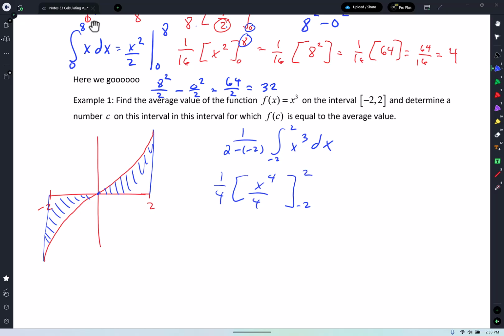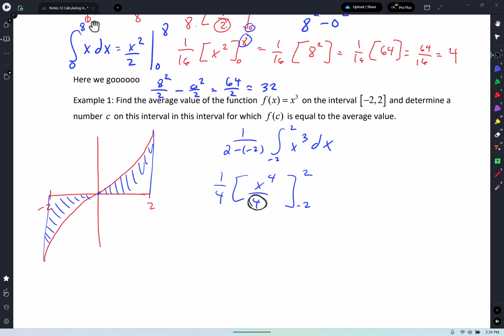Start being really good with algebra. You can, if you want, leave that 4 in there. But think about it. You're going to do upper minus lower. That's how you evaluate an antiderivative. Both terms are going to have that 4 in the bottom. Make life easier for yourself. Factor that 4 out.